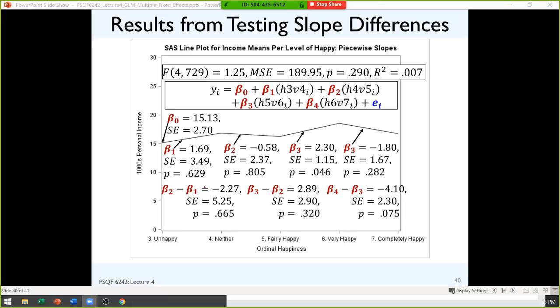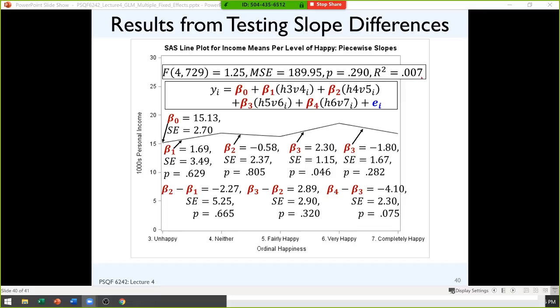It works out that the only piece that was significant is this one right here, beta 3. People who say they are very happy relative to fairly happy made a little bit more money, just on the underside of significance here. But on the whole, the model is non-significant. So in this case, I have 4 slopes. The average contribution of those 4 slopes, as given by my F-test, there's an F of almost 1. That's the bad one. It has a p-value of 0.3, so it's not significant.